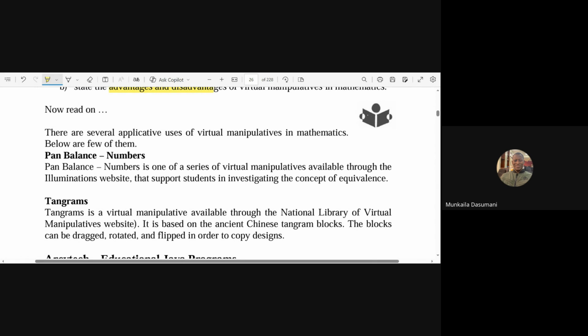They normally use that one to also teach equivalent fractions, and when you're putting an equal sign to make sure both sides are equal, you can also use pan balance numbers. Maybe you can quickly Google and see how it is.